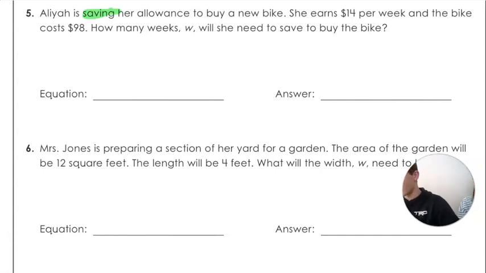Alea is saving her allowance to buy a new bike. She earns $14 per week, and the bike costs $98. How many weeks W will she need to save to buy the bike?